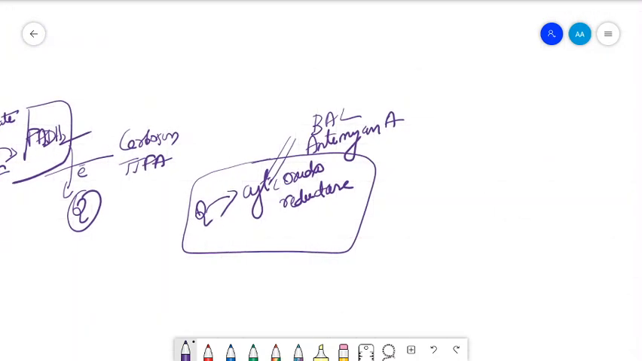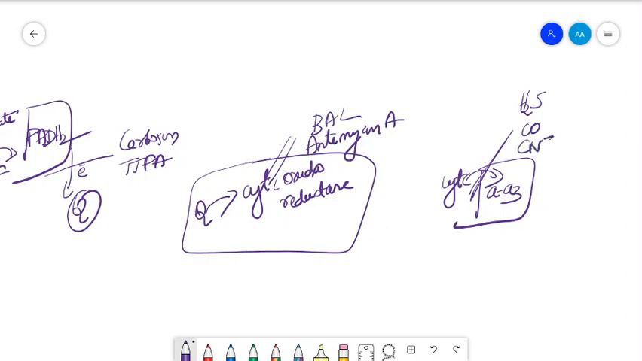Then comes complex 4, the heme protein AA3. Cytochrome C donates electrons to complex 4, and this is inhibited by hydrogen sulfide, carbon monoxide and cyanide. These are the complex 4 inhibitors, which prevent the transfer of electrons.